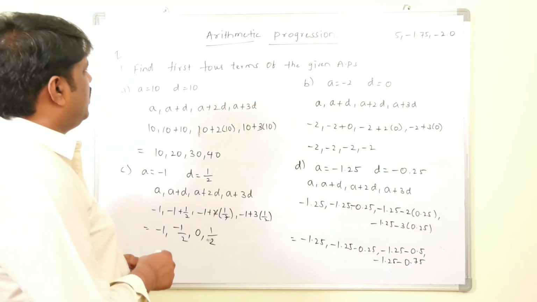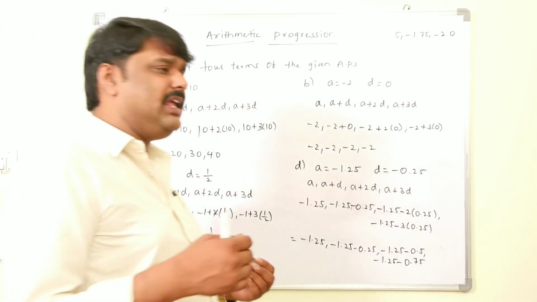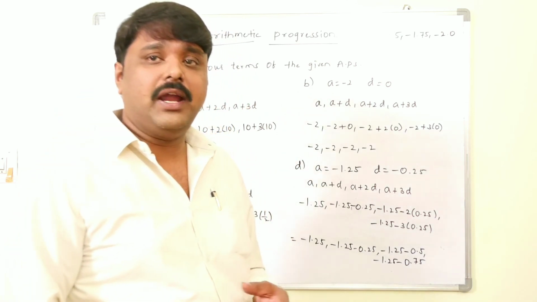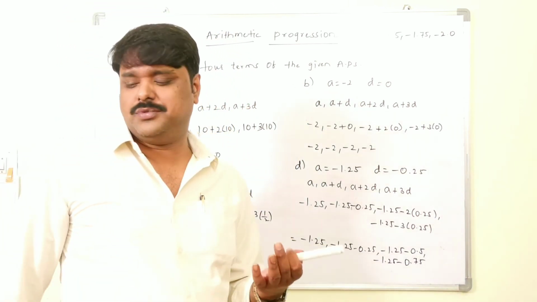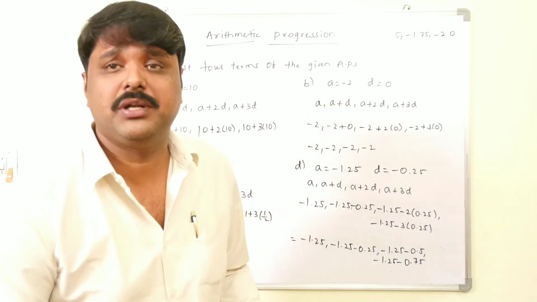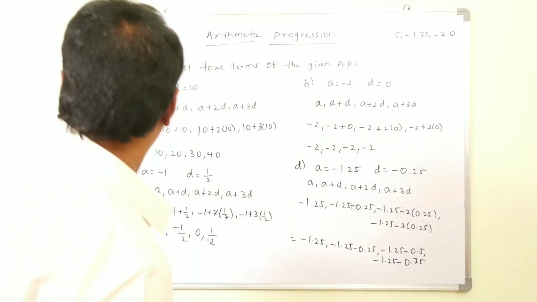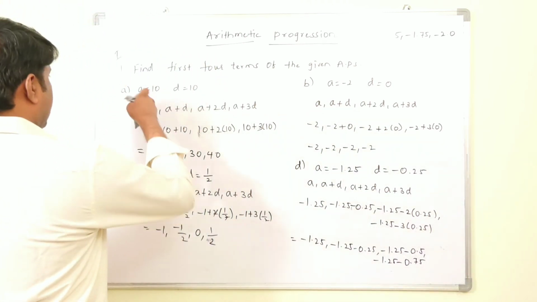This is about finding, when A, D values are given, we can find the first 4 terms or any number of terms of the given arithmetic progression. Okay. Let's move on to the next question.